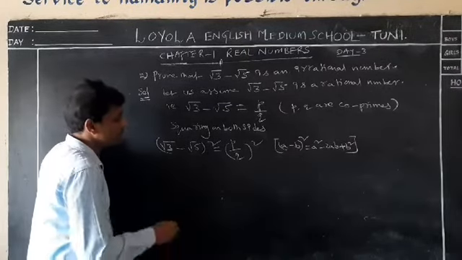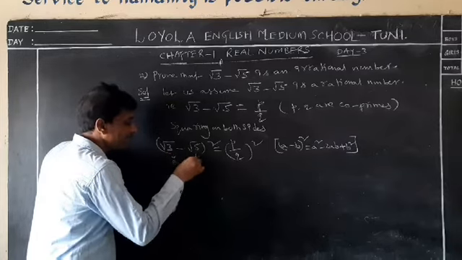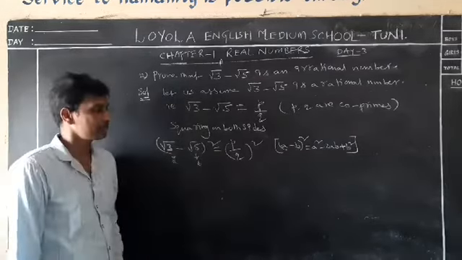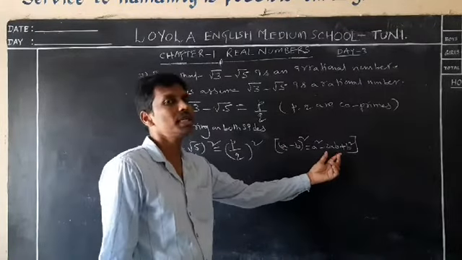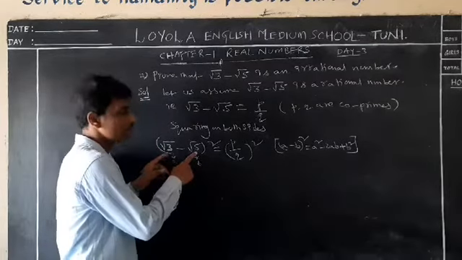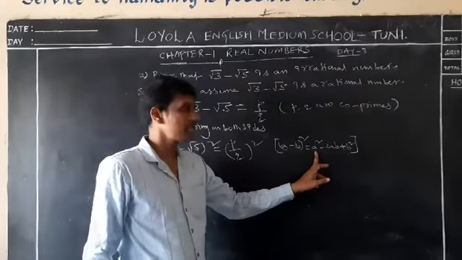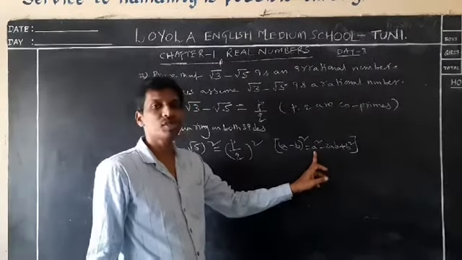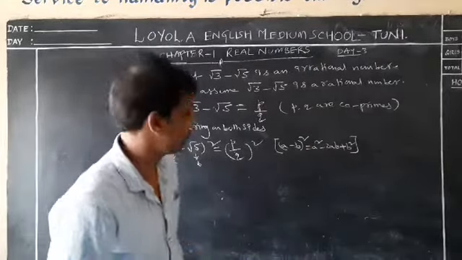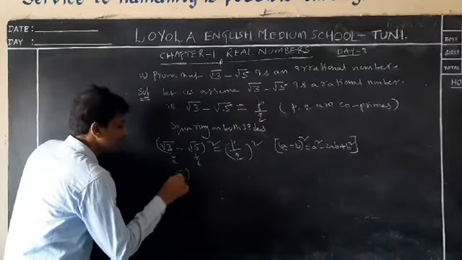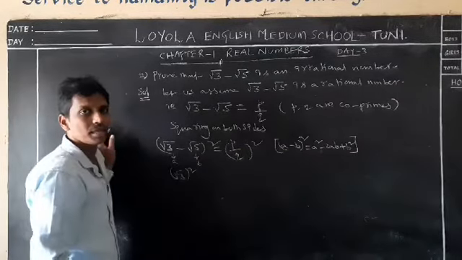Root 3 whole square means we consider root 3 as a and root 5 as b. So instead of a minus b whole square, we want to use these three terms. That means instead of these two terms, we use this expansion. So first, in the right hand side expansion, what term was present? A square. So at first we write the value of a square, root 3 whole square. Now after a square, what symbol is there?